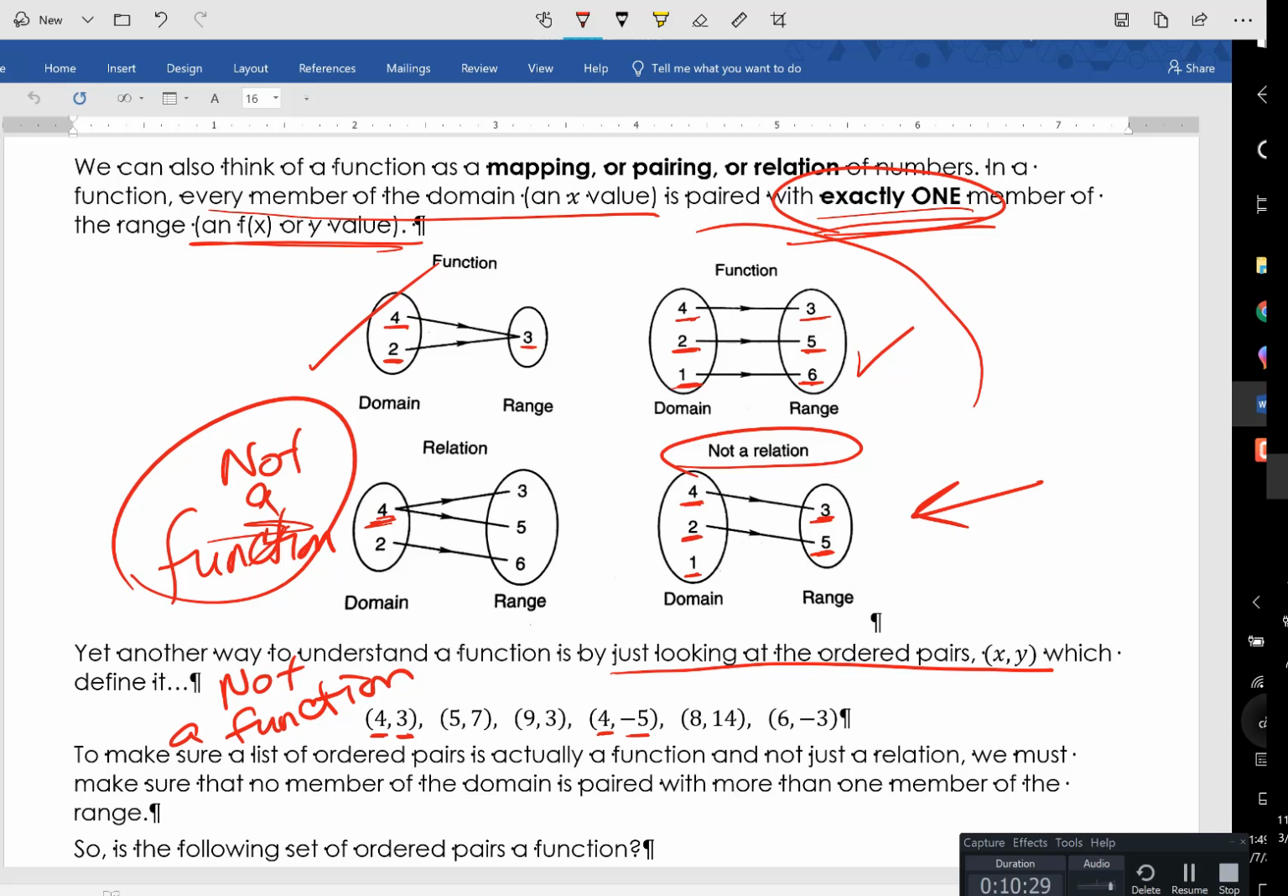All right, so to make sure a list of ordered pairs is actually a function and not just a relation, we must make sure that no member of the domain is paired with more than one member of the range. Okay?